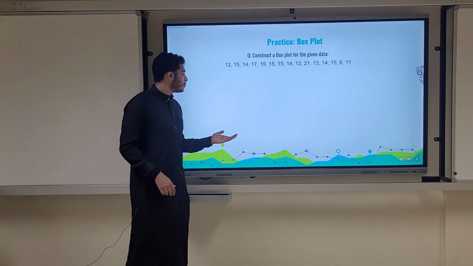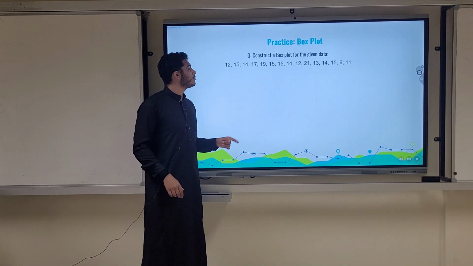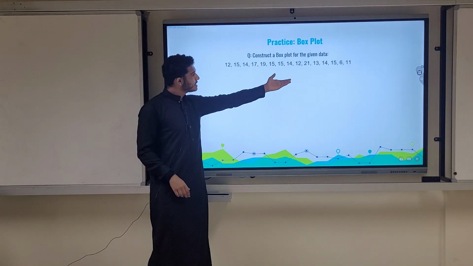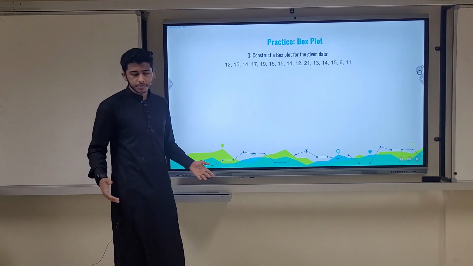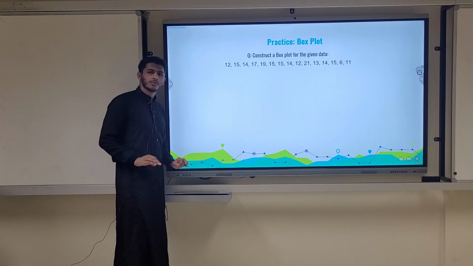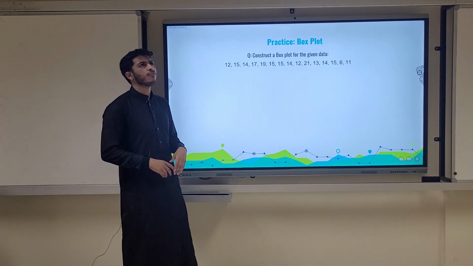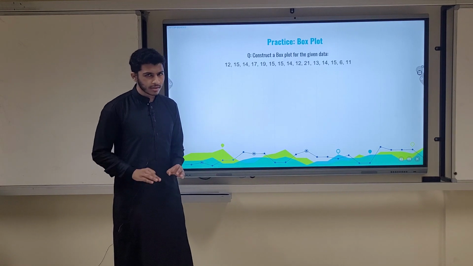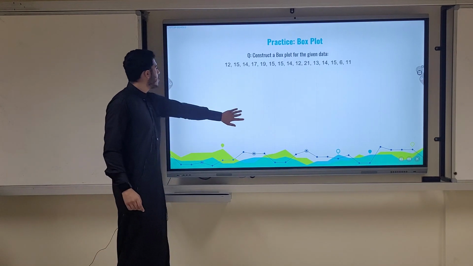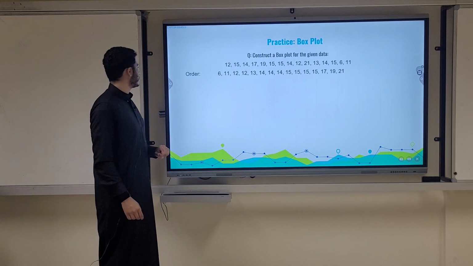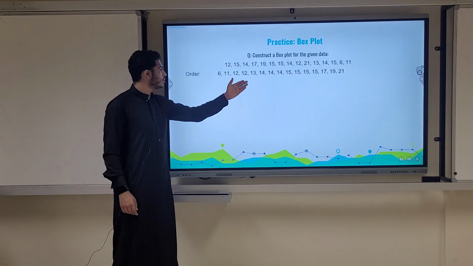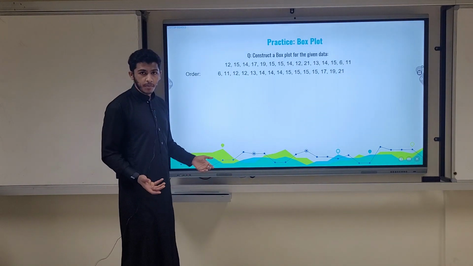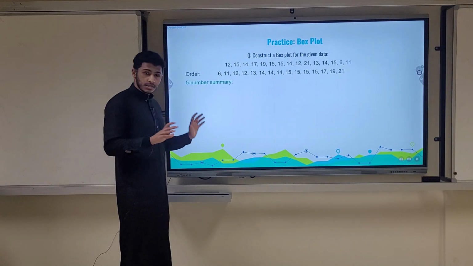Box plot. The question says, construct a box plot for the given data. So we have this data, and we want to make a box plot for it. So what's the first thing we do? Well, we know if we want to find the first quartile or the median, we have to order the data. So the same thing applies here. First of all, we should order our data. After we have it ordered, we can find our 5 number summary according to our steps.